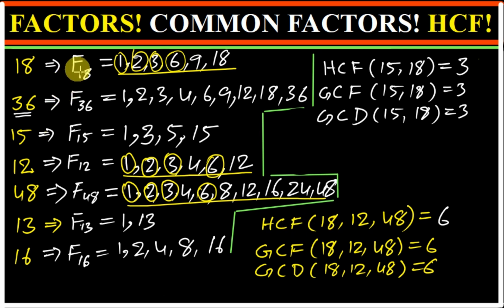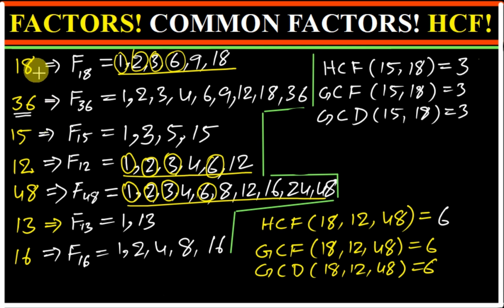But here, in all these examples I have taken small numbers, all less than 100 or less than 50. We can say these are small numbers, so we can easily find the factors, or we can easily find in which table these numbers come. So we can easily list the factors of all these small numbers.